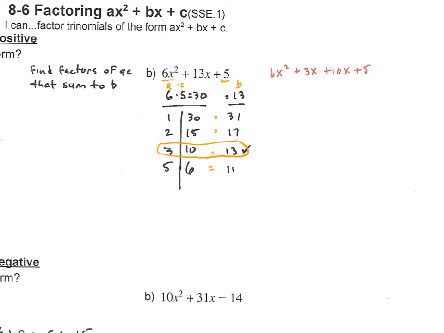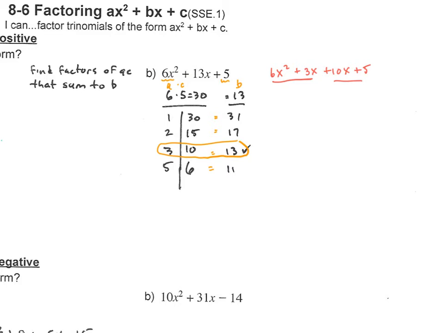Now, it doesn't matter which order you put the 3x or the 10x in, you're going to get the same answer in the end. It may look a little bit different as you work it, but it'll be the same. So we're now going to group. Now that we split it into 4 terms, we're going to group our first 2 terms and our second 2 terms, and then we're going to find the greatest common factor of each.